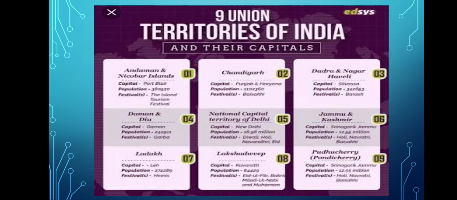Next come the union territories. I have just told you there are 9 union territories in India: Andaman and Nicobar Islands, Daman and Diu, Ladakh, Chandigarh, the National Capital Territory of Delhi, that is Delhi, Lakshadweep, Dadra and Nagar Haveli, Jammu and Kashmir, and Pondicherry. Along with them, their capitals are also given, and on the map you have to locate them properly.